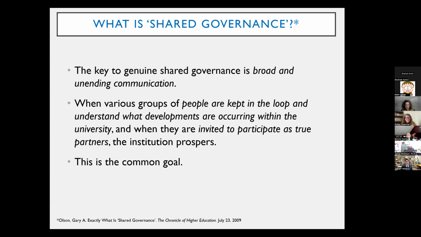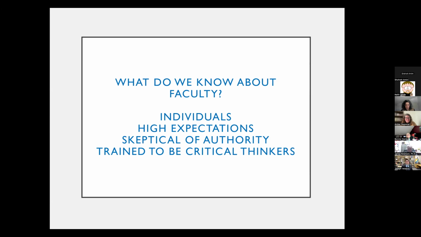And one of the problems we have is getting faculty to engage in shared governance. So what do we know about faculty? They're all individuals. They have high expectations. They're skeptical of authority. They're trained to be critical thinkers. And when you have people like that, it does cause conflict with administration because they're not used to being told that perhaps their decisions aren't the good ones. But when you have people like faculty, you also know that you have people who are able to make really good decisions and maybe see the flaws in some of the decisions coming up.